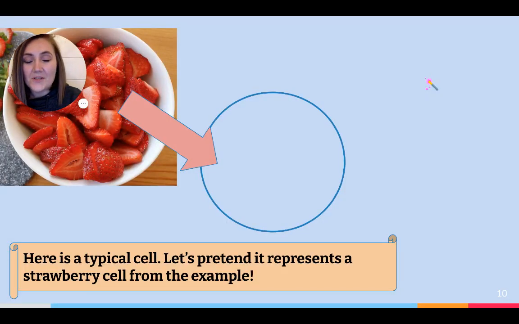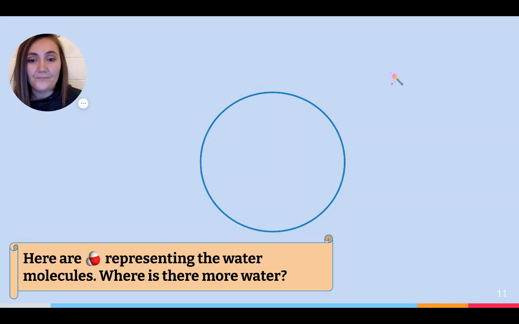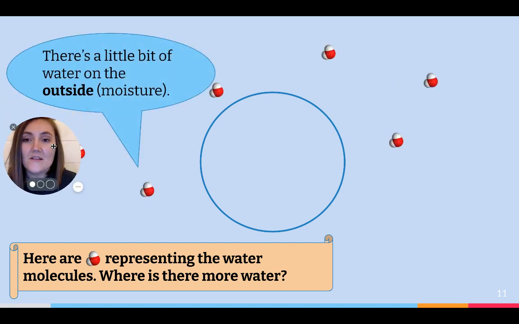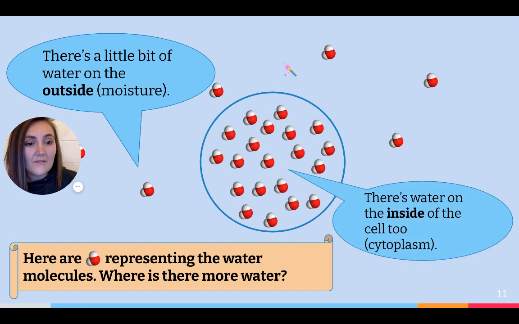So let's pretend that this is a typical cell. Inside of this cell, we are using this to represent a strawberry cell. So we're going to be using water molecules. So where is there more water? Well, we have some water on the outside, and this is representing the moisture in the air. We also have water on the inside of the cell too. Remember, this is representing the molecules of the cytoplasm. So that's where we have more water, on the inside of the cell. There's some water on the outside.